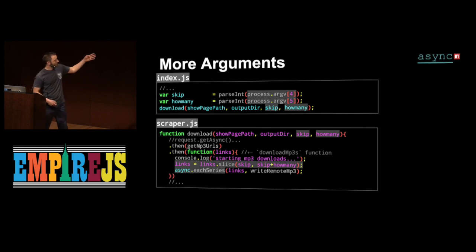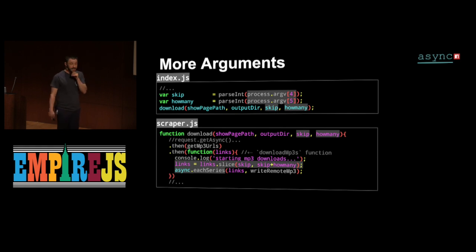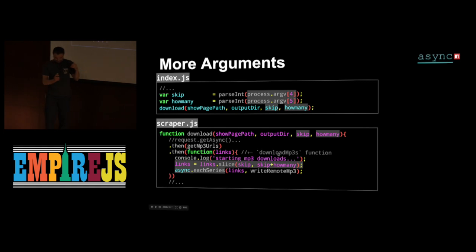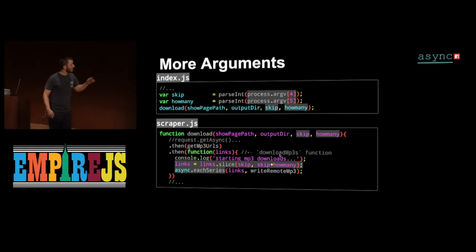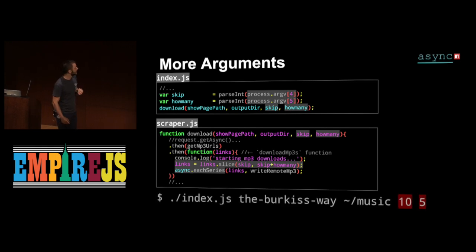And we also are using another useful Node library called async. We're using eachSeries, which just says, take each of the values in the links array and run the write remote MP3 function on it and do it serially. So now we can call index.js the Berkus way, music, 10, 5, and tell it that we want to skip 10 episodes and download 5. Now, it's easy to tell just by looking at this that this is not very intuitive.